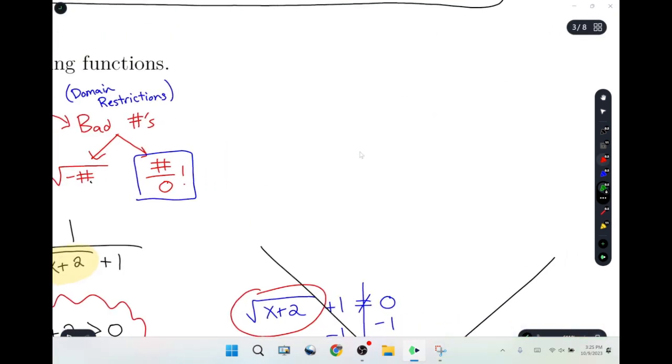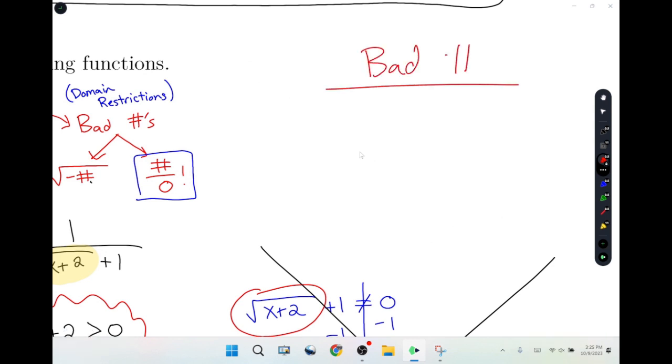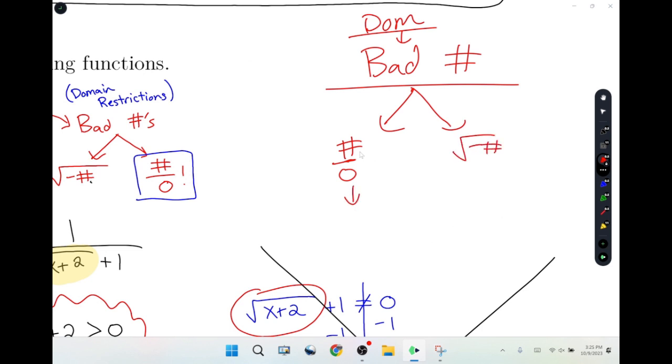If we want to be even cooler about this little bad number chart, if you want to be even better with this bad number chart, maybe from the beginning, I'll teach it next time. As soon as you see domain, you should think bad numbers. You should split it into 2. You should think number over 0. You should think negative square root. And then the very next thing you should think is the denominator better not be 0. And you should think the discriminant, or the thing under the square root, the number bigger than or equal to 0.